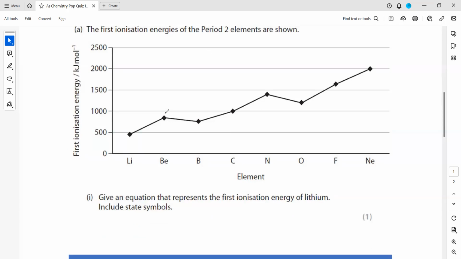So first ionization energy means energy needed to remove an electron from a neutral gaseous atom. So we will have lithium, which is neutral and gaseous, and we supply energy so that we can remove the first electron out. We call that the first ionization energy, because that's the energy needed to remove an electron from a neutral gaseous atom. And don't forget to write the charge on the electron. So that should be negative.